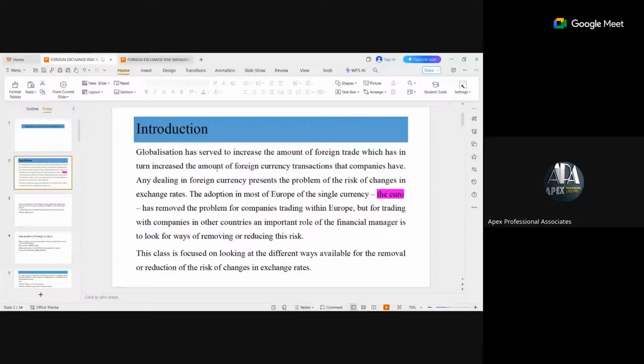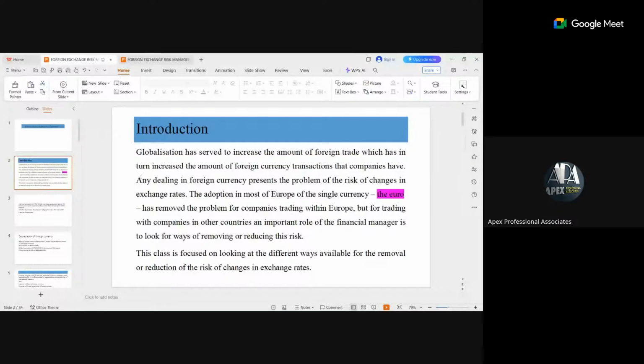Globalization has served to increase the amount of foreign trade, which has in turn increased the amount of foreign currency transactions that companies have. Any dealing in foreign currency represents the problem of the risk of changes in exchange rate. The adoption in most of Europe of the single currency, that is the euro, has removed the problem for companies trading within Europe.